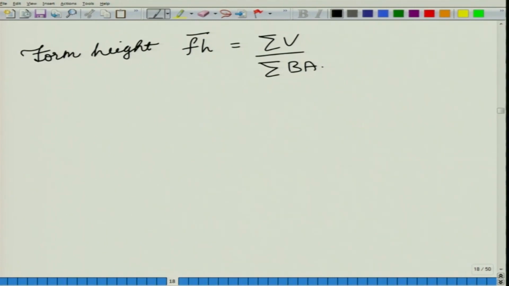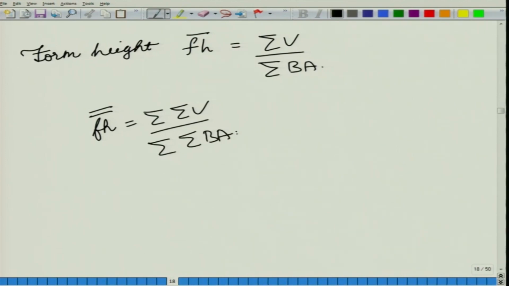We also have a pooled mean form height. A pooled mean form height is given by FH with 2 bars above it, is the sum of the volumes divided by the sum of the basal areas. For instance, in this one we will calculate it for each of the sample plots, whereas the mean pooled form height will be for all the sample plots combined together. So, let us now have a look at these equations in greater detail by looking at an example.